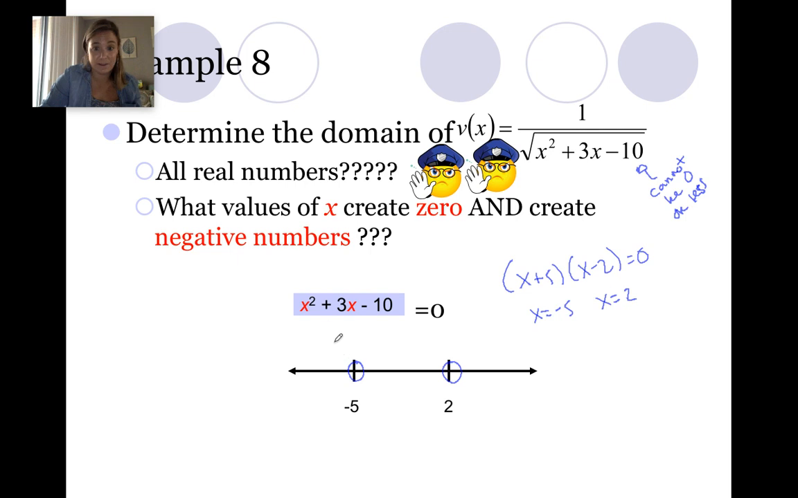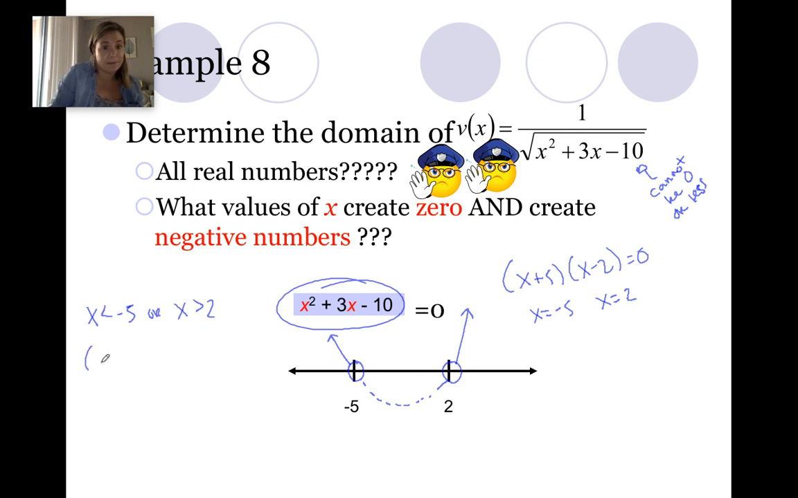This is, again, a parabola that opens up. That's okay. This is not okay. That's negative, and that won't work here. This is okay. So for the domain, I would have to say x is less than negative 5, not equal to, or x is greater than 2, not equal to. In interval notation, negative infinity to negative 5, not inclusive, union 2 to infinity, not inclusive of anything.